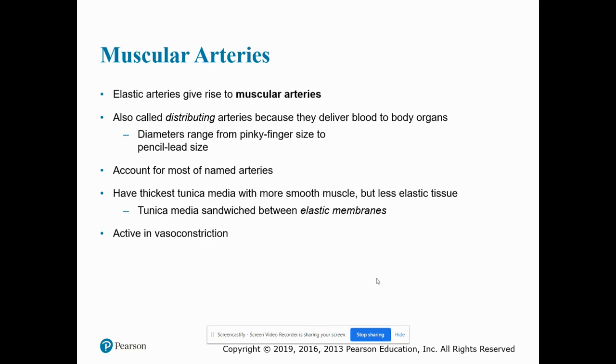The elastic arteries give rise to the muscular arteries. These are called distributing arteries because they deliver blood to body organs. Most of the named arteries are muscular arteries. They have a thick tunica media with a lot of smooth muscle but less elastic tissue, and they are very active in vasoconstriction.